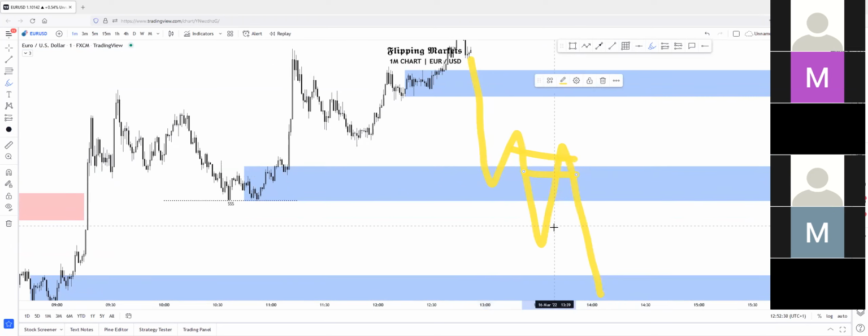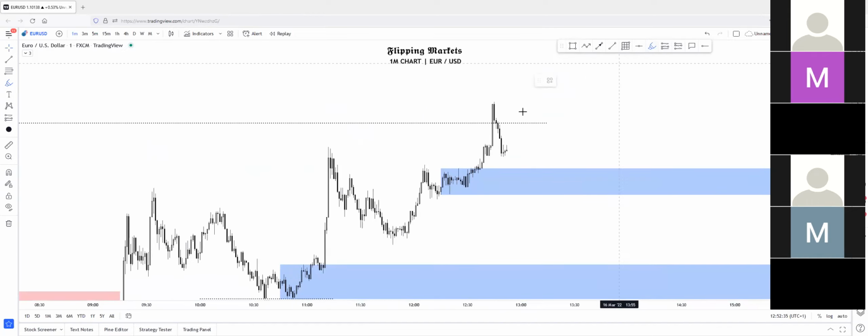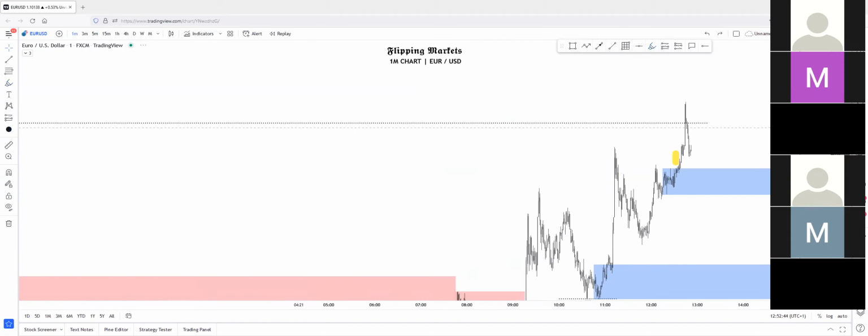So basically, that's the plan for today. But I believe the short continuation for this zone has a higher probability because price is actually in a premium region at this point, and it's the real top of the 15-minute lag. So this is the 15-minute lag.